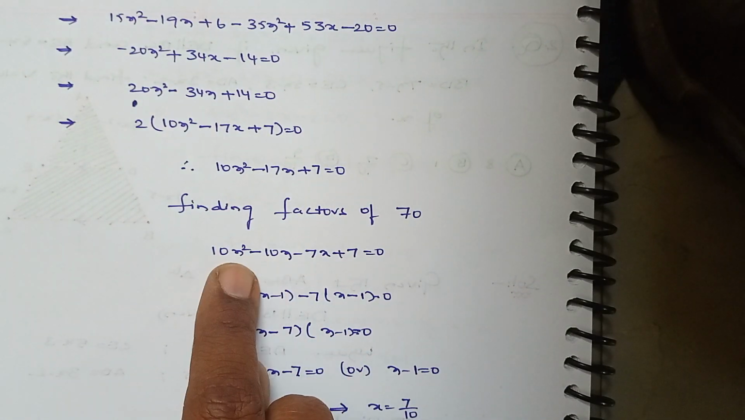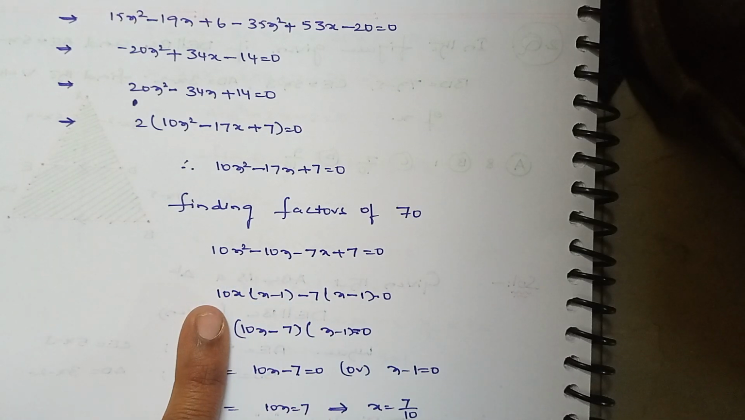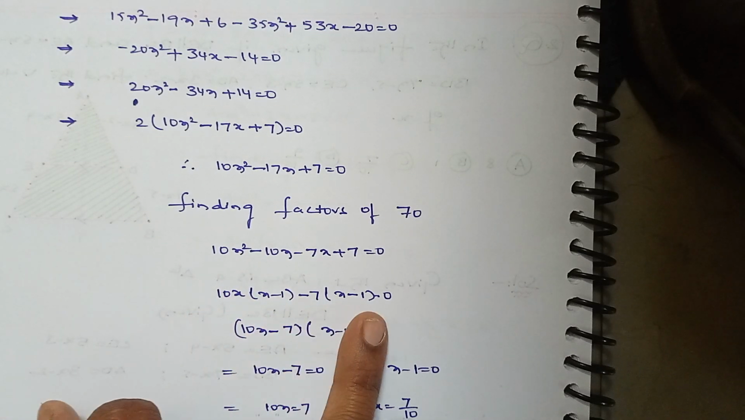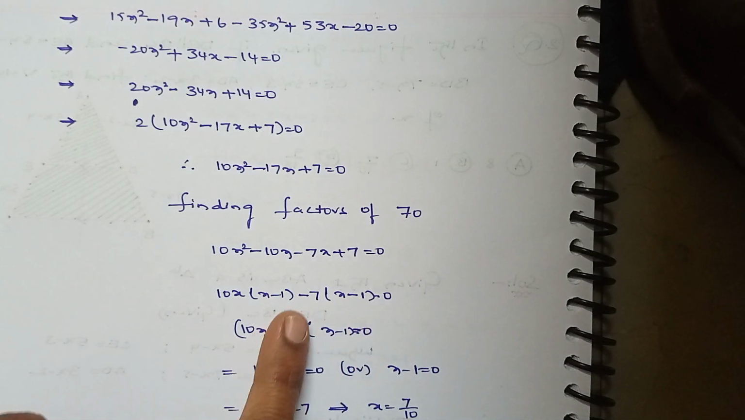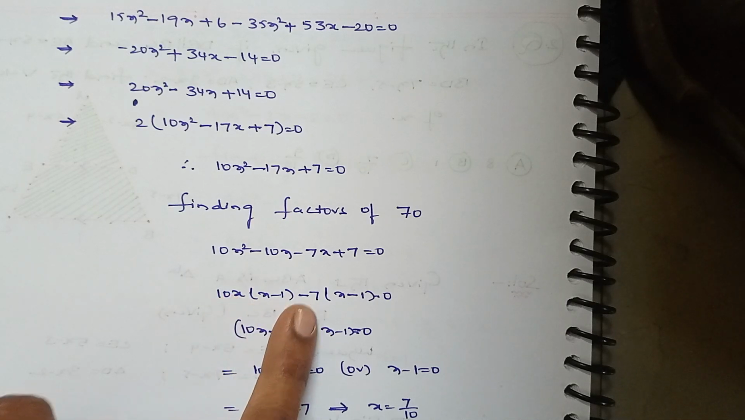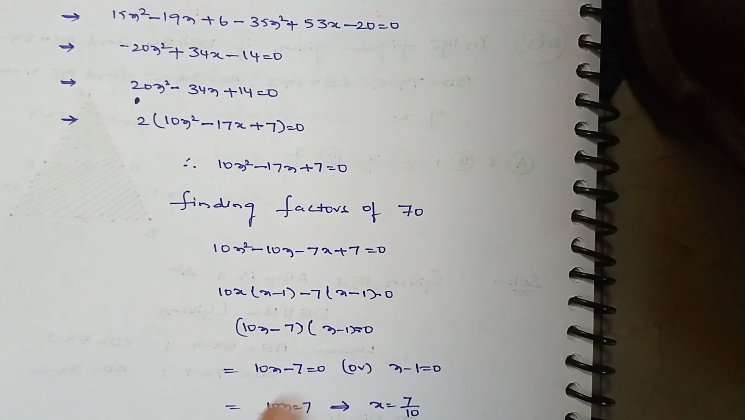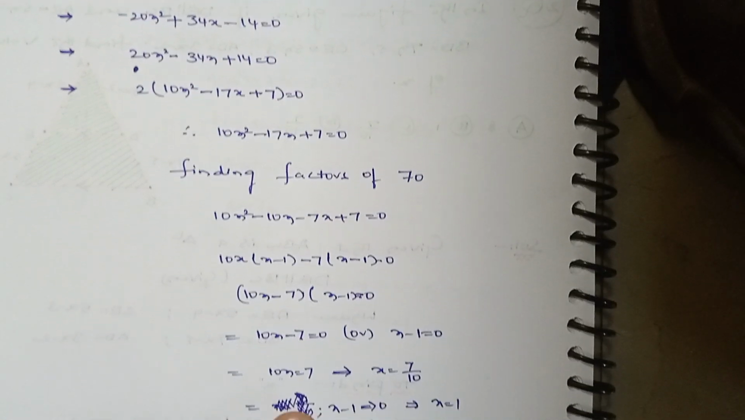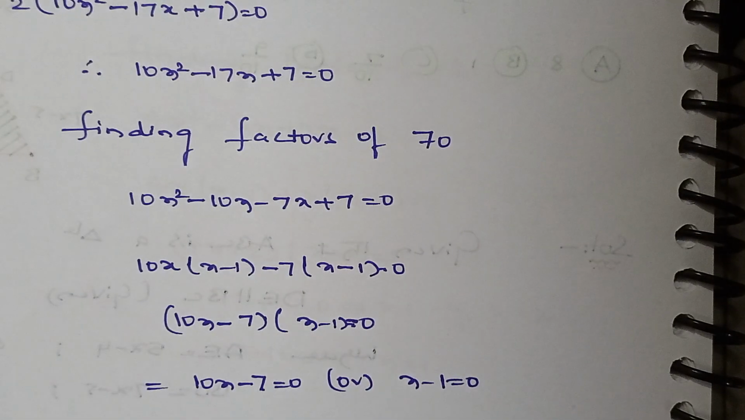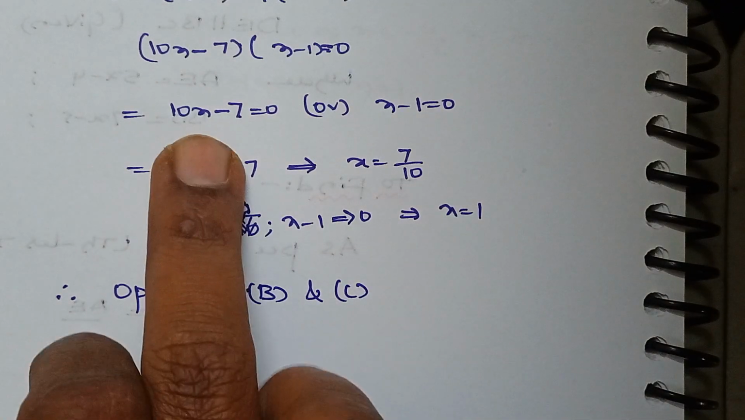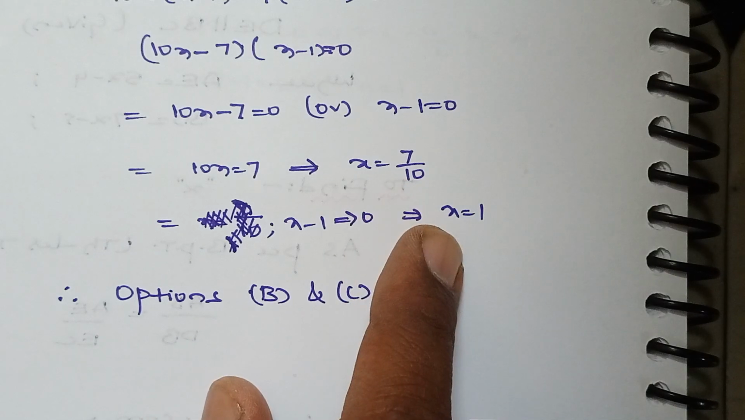Okay. Now 10x square minus 10x minus 7x plus 7. From the first two terms take 10x common, so we get x minus 1. From the second two terms take minus 7 common, we get x minus 1. Therefore what are the common terms in this? 10x minus 7 and x minus 1. These are the terms. Now equal to 0. We get 10x minus 7 equal to 0 and x minus 1 equal to 0. If you make x the subject, we get x equal to 1 guys.